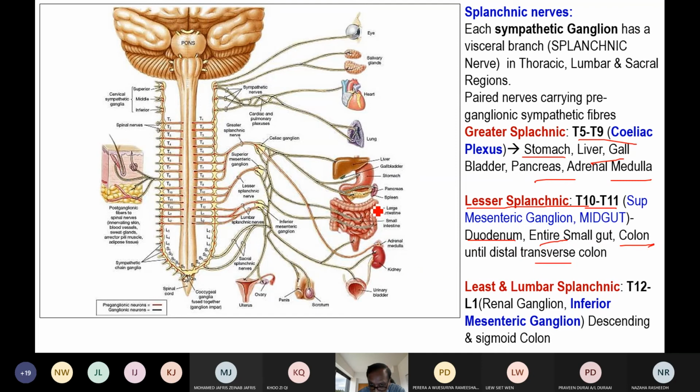The last part, which is the last part? The splenic flexure, descending colon, and sigmoid colon. This part is supplied by the last nerve, the least splanchnic nerve, T12 and L1. As this is T12 and L1, any pain from the descending colon and sigmoid colon will be referred to the suprapubic region or over the inguinal ligament, the inguinal region, because the nerves here are T12 and L1. So remember, it depends on which spinal segment it is coming from.